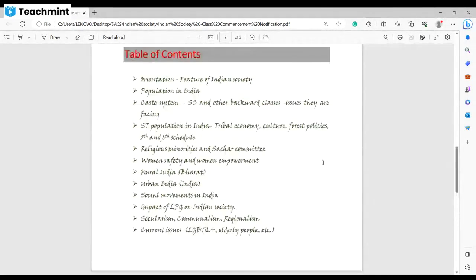These are the topics that we have to cover. Now let's start the discussion on Indian society and the characteristics of Indian society, salient features of the Indian society.